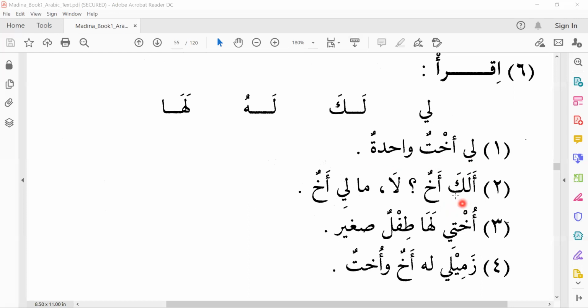Alaka akhun, do you have a brother? La, no. Ma li akhun. Here ma gives the meaning of negation. No, I don't have a brother. Ukhti, my sister. Laha, she has tiflun saghirun. Tiflun means child. Ukhti laha tiflun saghirun. My sister, she has a small child.